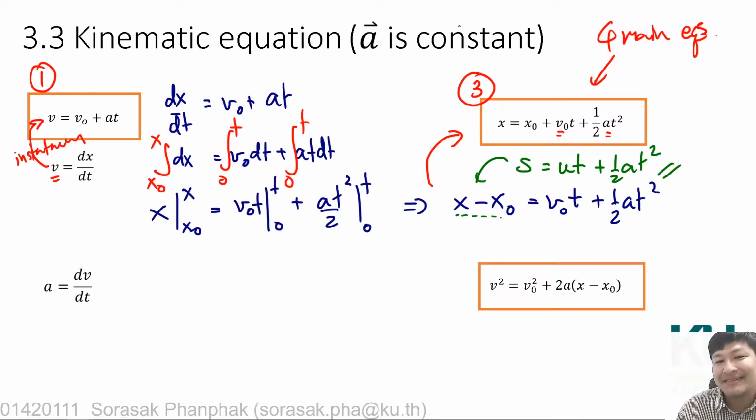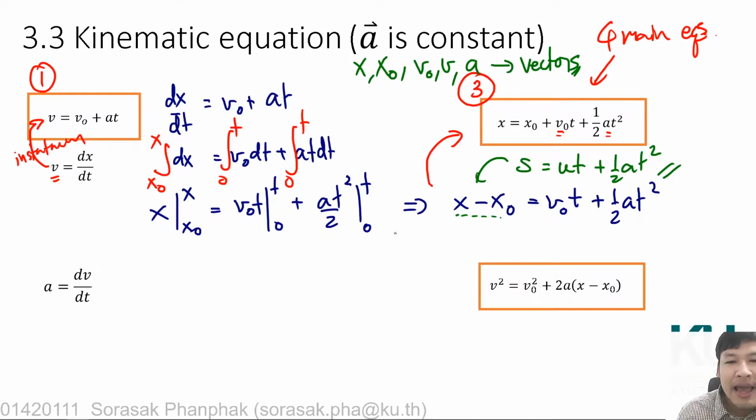These are all vectors that you see. The x0, v0, v, and a, we define these as vectors. Don't forget it. You have the direction and magnitude for these values. And how about the fourth equation?